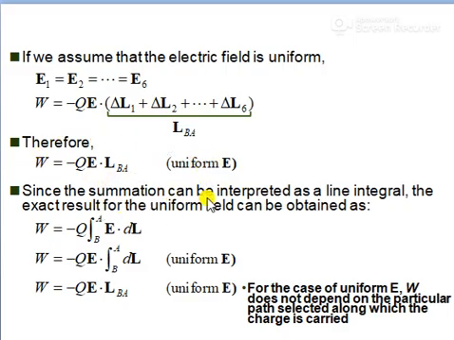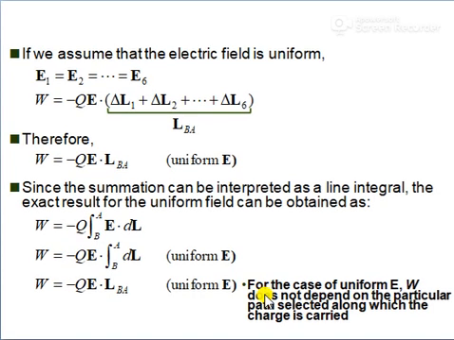Since the summation can be interpreted as a line integral, the exact result for a uniform field can be obtained as W is equal to minus Q integration from B to A of E dot dl. That is W equals minus Q E dot the integral from B to A of dl with uniform E, and W is equal to minus Q E dot L_BA under uniform E. For the case of uniform E, W does not depend on the particular path selected along which the charge is carried; it only depends on the value of the charge, right? So this is about the line integral.